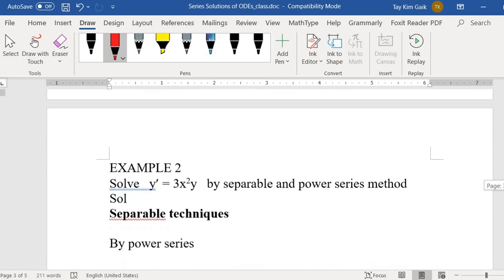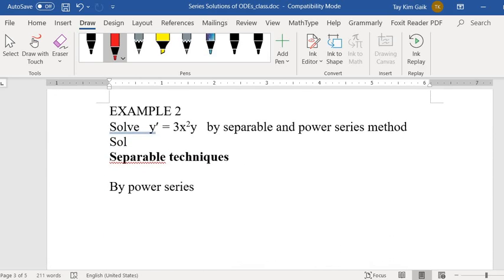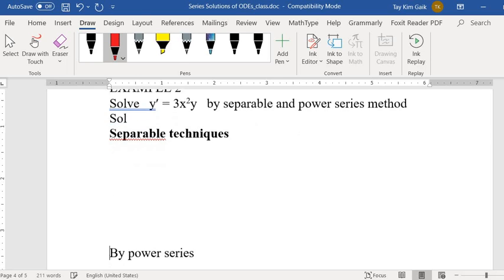Okay, and then the second example, a similar pattern. Solve y prime equal to 3x squared y by separable and power series methods. Same as the first example actually. By the separable technique, let's do it first.